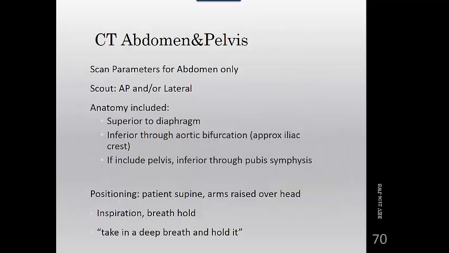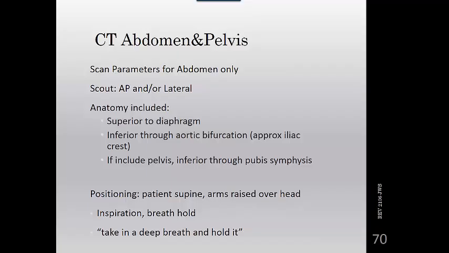Alright, so now that we've got that out of the way, let's talk about the scan parameters for CT abdomen. For the scout image, the patient's supine, and an AP and sometimes lateral scout is taken. Anatomy included for the scan parameters: you're going to start superiorly just above the diaphragm and extend inferiorly through the aortic bifurcation, which is approximately at the iliac crest. And if the pelvis is to be included, then the scan lines are going to continue inferiorly through the pubic symphysis.